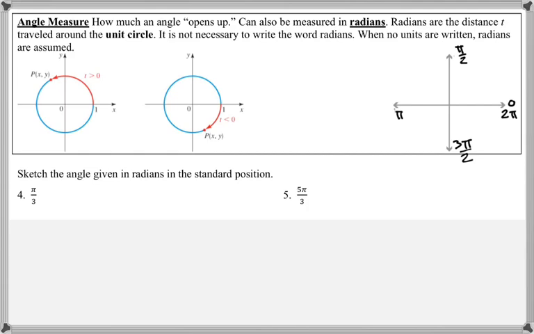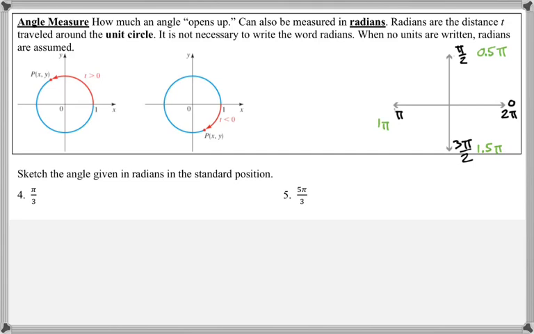A lot of times people like to view these as their decimal equivalent, so it's easier to gauge where certain angle measurements are. Pi over 2 is the same thing as saying 0.5 pi. It's easier to compare decimals sometimes than fractions, but you don't have to. Pi is the same as 1 pi. 3 pi over 2 is the same as 1.5 pi, and then 2 pi is 2 pi.